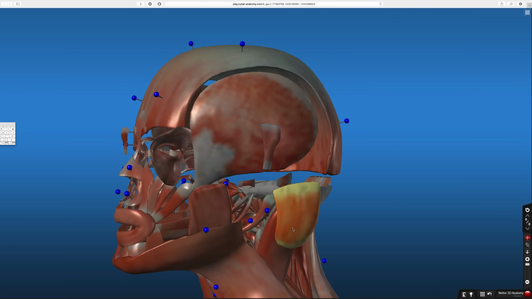Yeah, you can't really see it over here. Oh, here. There you go. Now you, well, you kind of... Yeah, you can't really see it. But here's the left risorius over here.